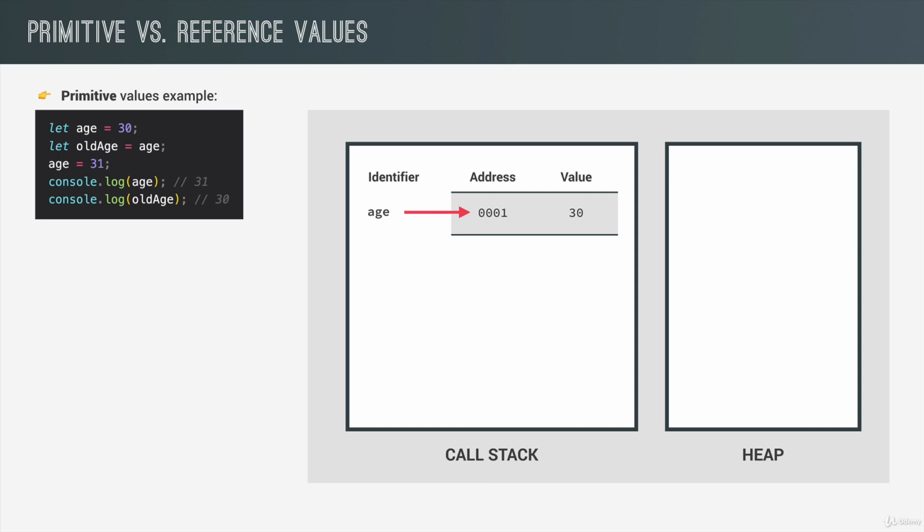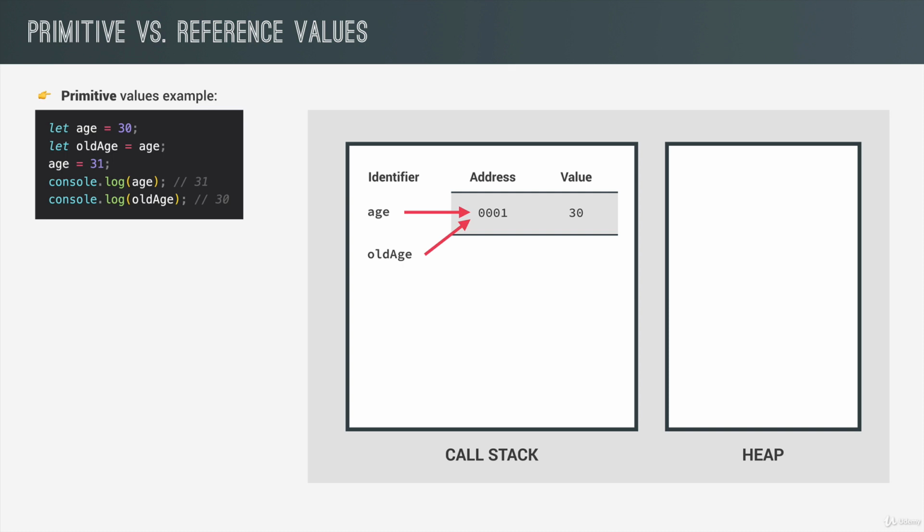Now, in the next line, we declare old age to be equal to age. So, knowing that a variable actually holds a memory address, what should old age look like? Well, it will simply point to the same memory address as the age variable. And so, it will look like old age is simply 30 as well. Great, but now in the next line, we set age to 31. So what will happen then?